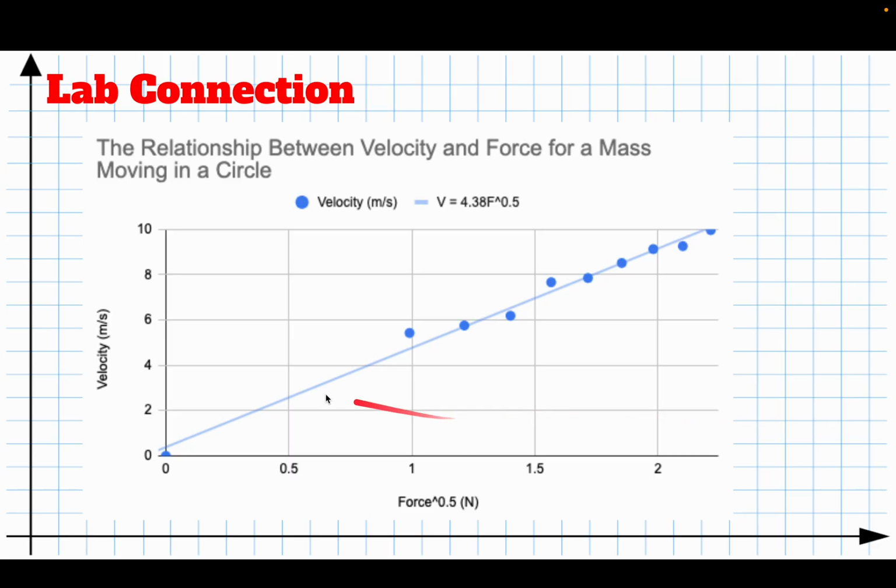So in lab, you did a rudimentary lab where you tried to investigate how the velocity depends on the force, and the straightest line you could get was when you took the square root of the force. And so what you found roughly was that the velocity is proportional to the square root of the force, or to think about it differently, the force is proportional to the velocity squared.